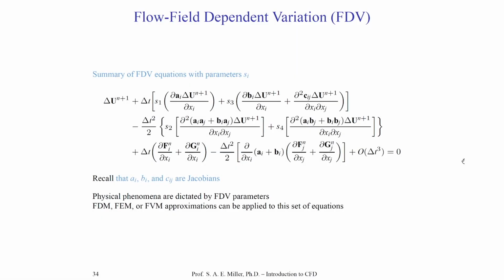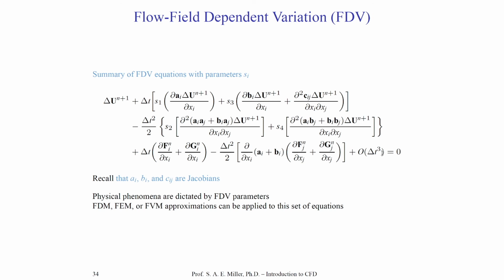Let's summarize our full form of the FDV equations. And so if you have a research solver or a commercial solver and you select FDV for these very high speed flows, then these are the equations you'll be solving. The change in the vector U, which is the field variables, at time plus 1 plus delta t times S1 plus S3 minus delta t squared of the S2, S4 parameters plus delta t of the original fluxes minus delta t squared over 2 of the modified fluxes plus higher order terms will go to 0.